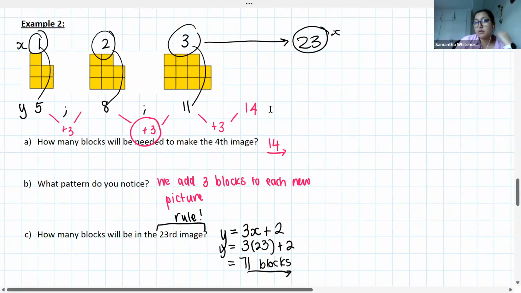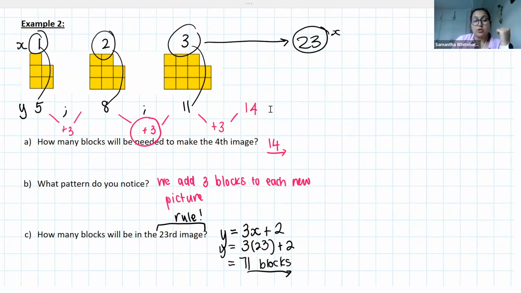Okay, so guys, a number pattern can be a picture, can be numbers. We need to be able to figure out the next couple of terms, describe the rule, and give a rule so that we can answer and make predictions, like we said at the beginning.